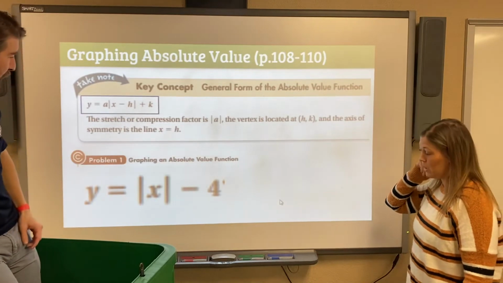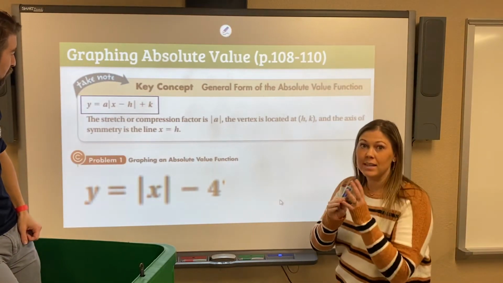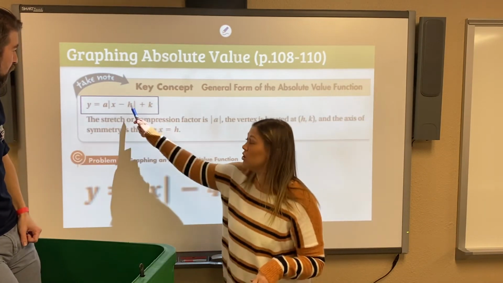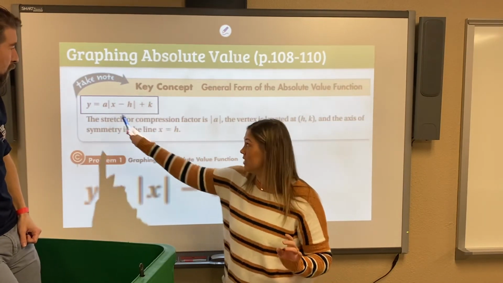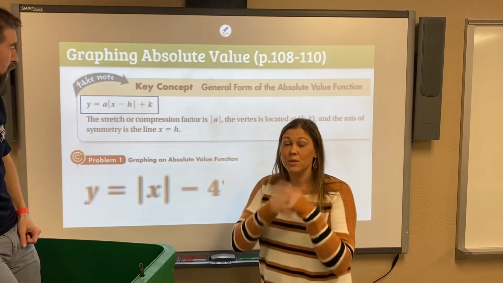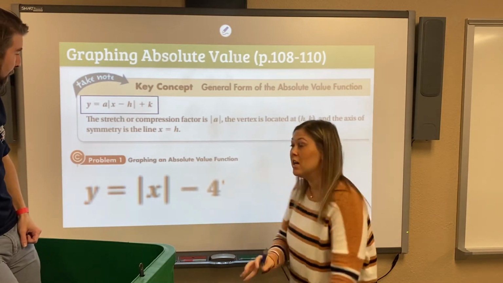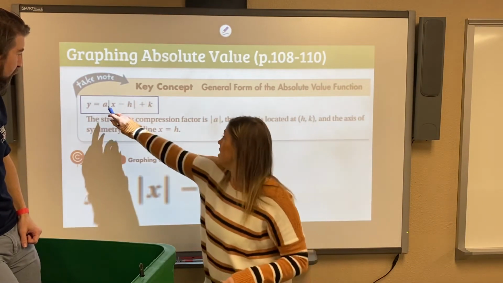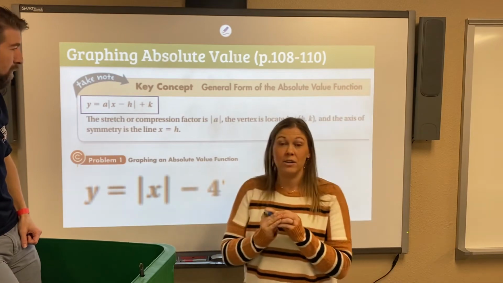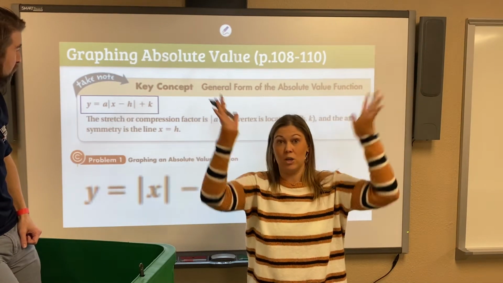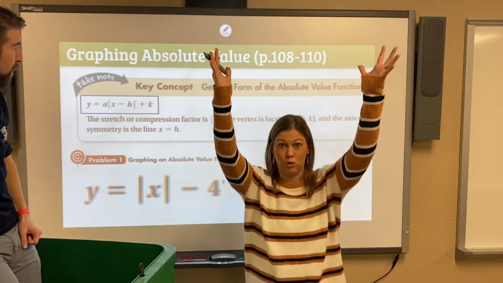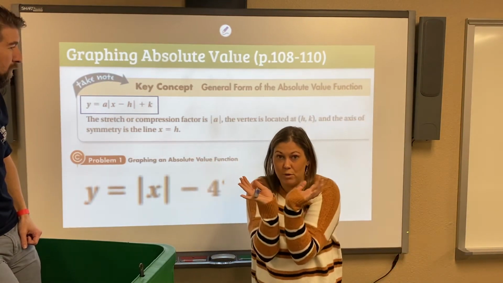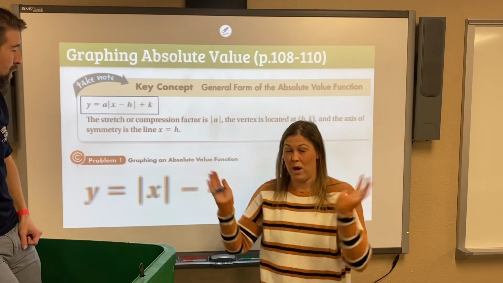Okay, so we have y is equal to a times the absolute value of x minus h, plus k. Okay, so h we've seen, k we've seen, a we've seen. So those characteristics we are going to apply to absolute value graphs. The stretch or compression factor is the a, the absolute value of a. So if a is greater than 1, it's stretched. So it's like a skinny V. It grows really quickly. And if a is between 0 and 1, it's compressed. So that means it's going to grow slower and it's going to be a wide V.